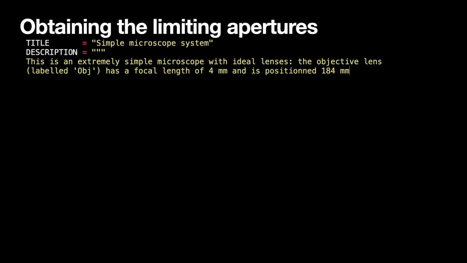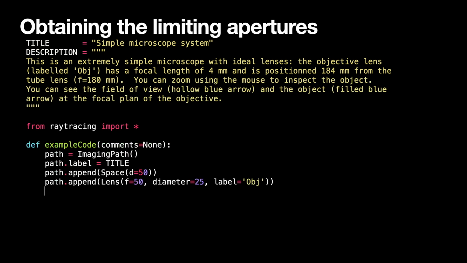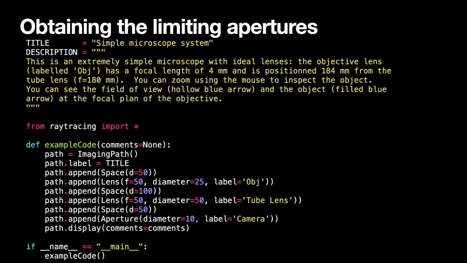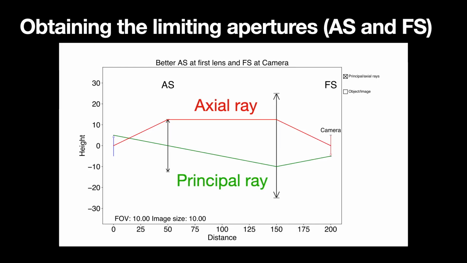So here we start with exactly the same thing, an imaging path, but we append a space element and especially a lens or lens elements that have a finite diameter that we pass as arguments to the constructor of the lens element. And after this, we can then obtain the graph for the rays in the system.